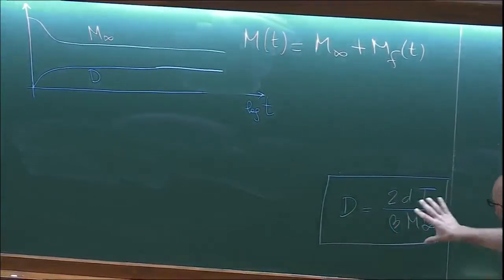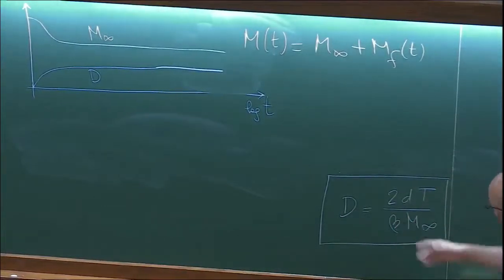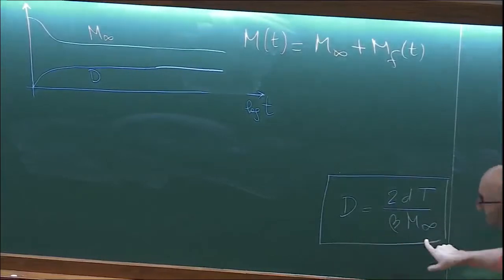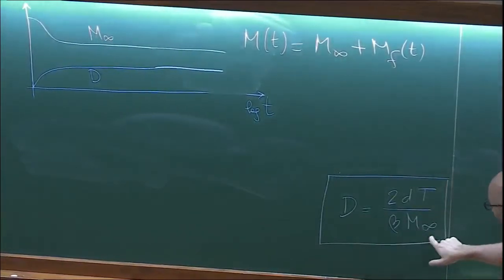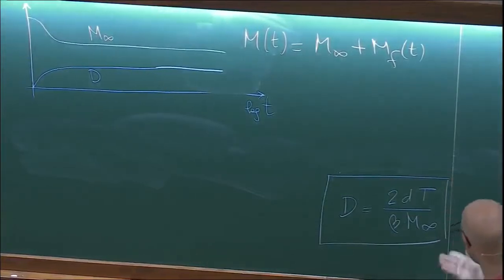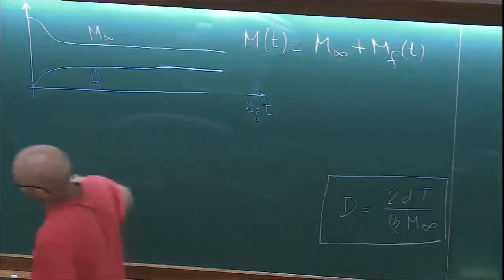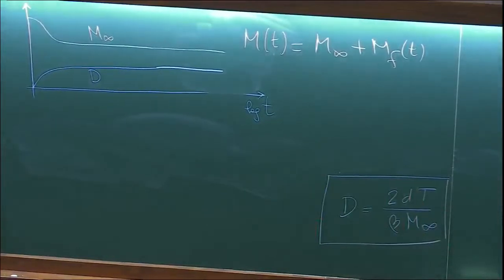I mean, I'm sorry. So for the moment, I just got the relation between D and the plateau of the mean square displacement and the plateau of the memory function. And now I need an equation for the plateau of the memory function. So how do I derive it? I am going to inject this decomposition into the equation for R.